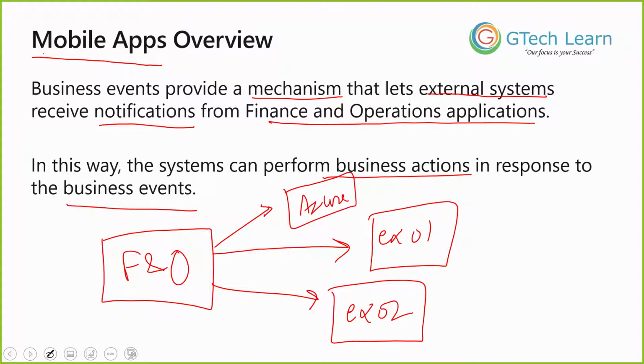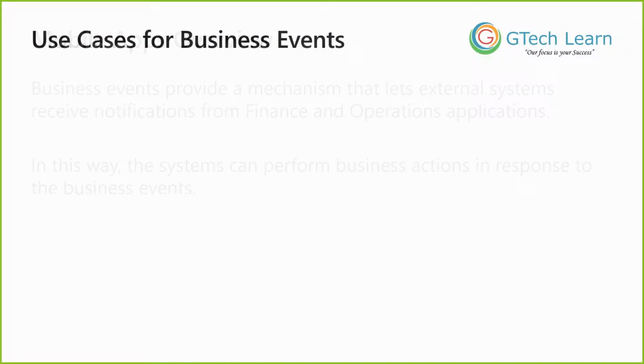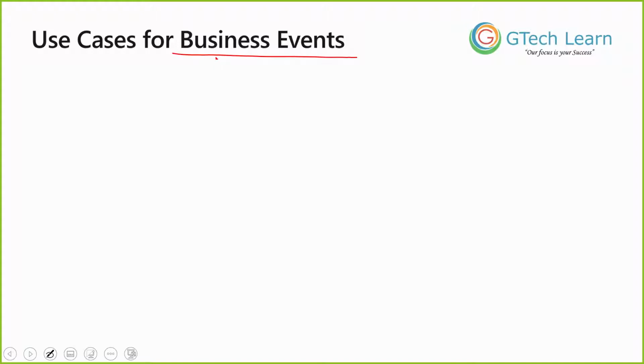Whether these external systems are Microsoft or non-Microsoft, whether they are available in our Power Platform as a connector, we can get them integrated so that something happens when a business event occurs. How does that eventually work? What could be the potential use cases for Dynamics 365 Finance and Operations business events? Let's see some of the major services and external systems we can start integrating with business events.